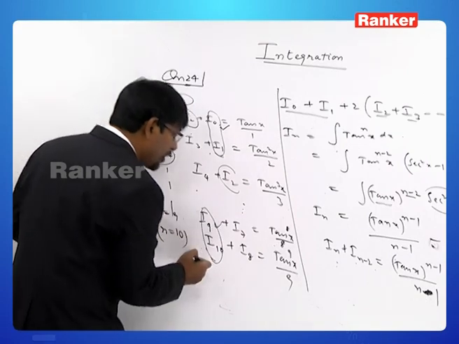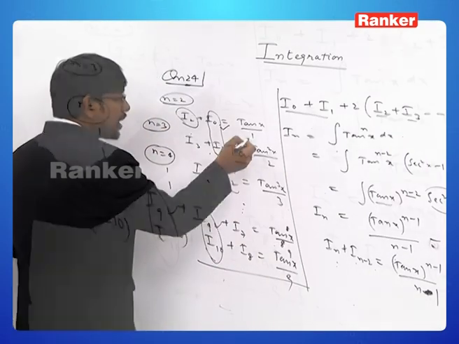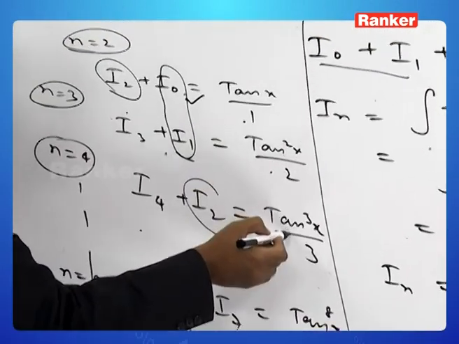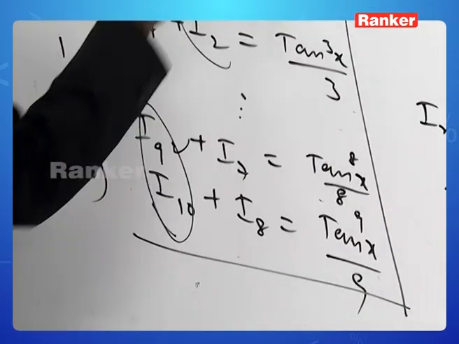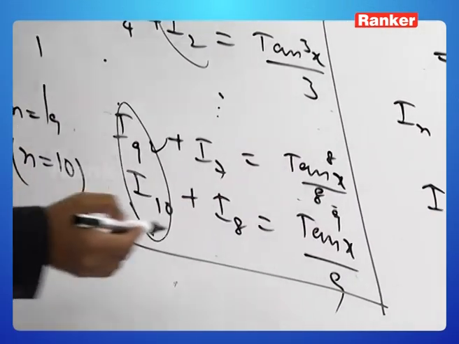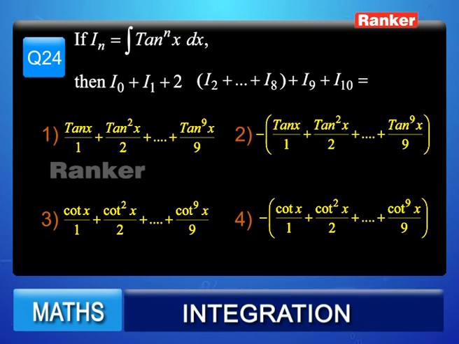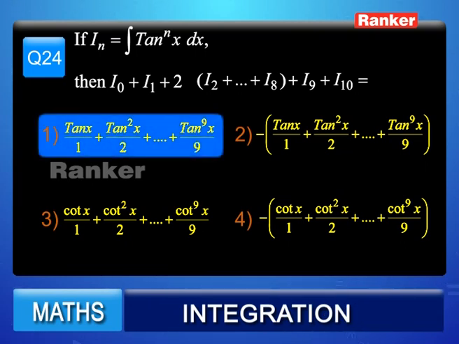So when you add up all this, what are we getting? Tan x by 1 plus tan square x by 2 plus tan cube x by 3 so on up to tan x power 9 by 9, and that is clearly seen in option 1. So the answer is option 1.